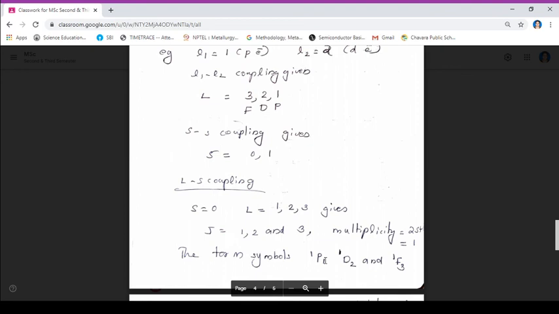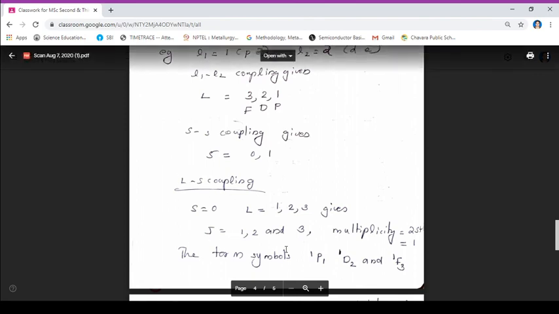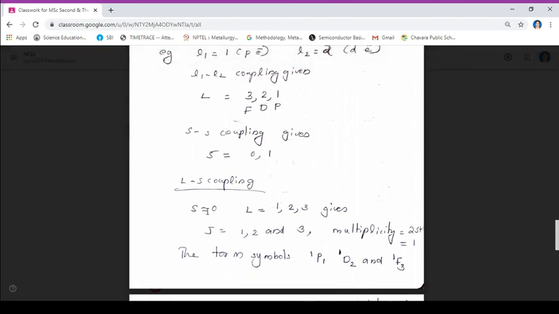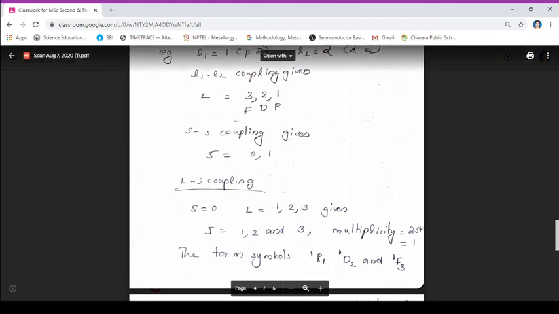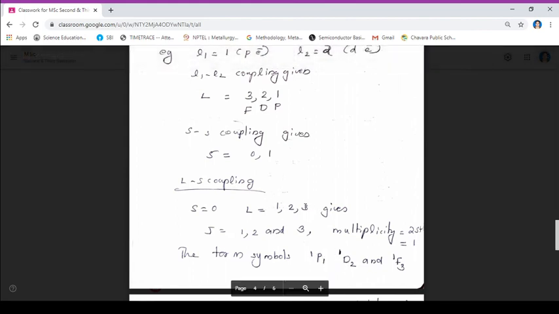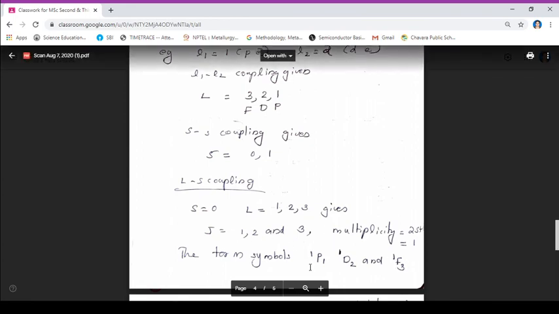So now we can write the term symbols corresponding to this state. We got for S is equal to 0, L equal to 1, 2, 3, the term symbols are 1P1, 1D2, 1F3. L equal to 1 is P state, L equal to 2 D, L equal to 3 F. J values are 1, 2, 3. So all these states are singlet states.